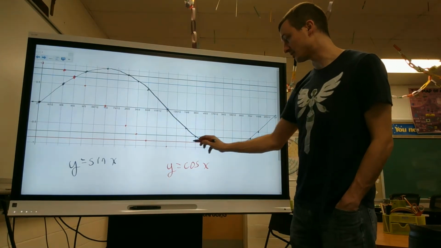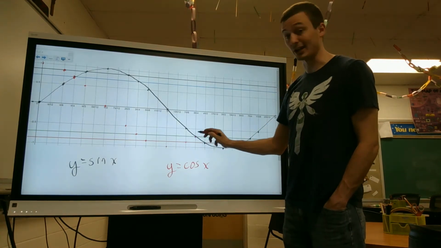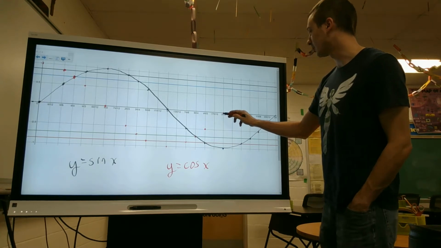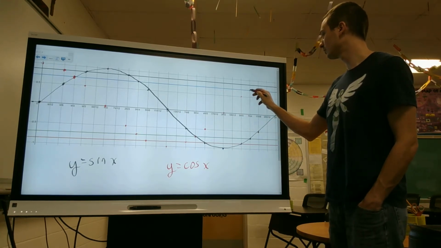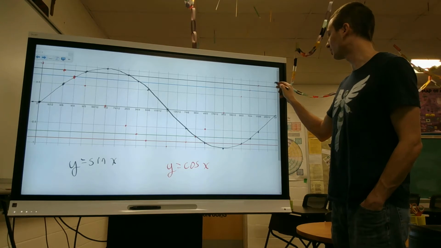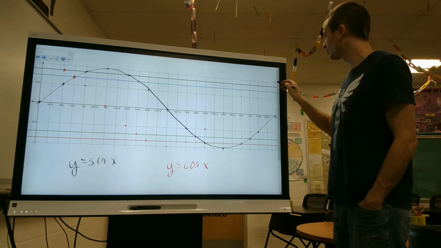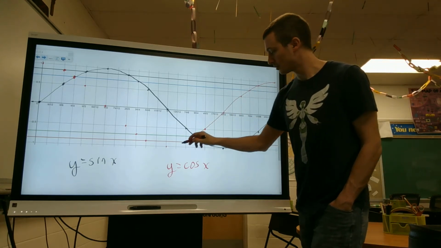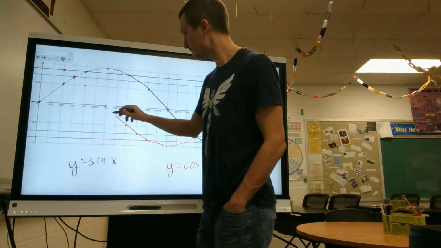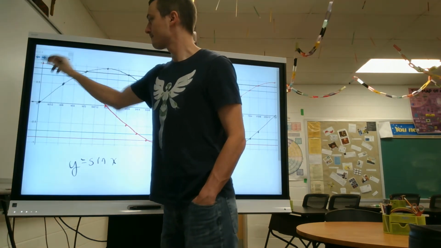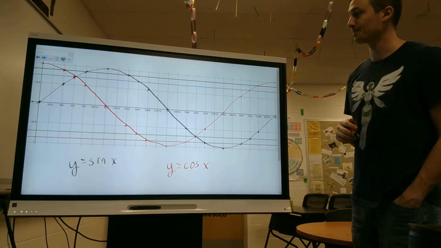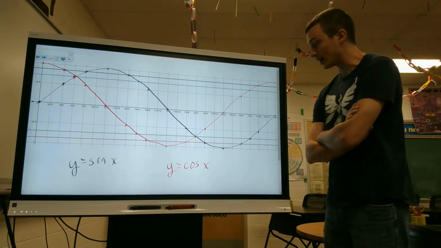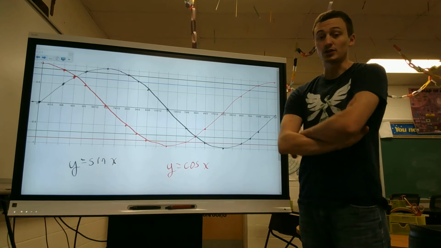This pattern just repeats. So we have this point, they intersect again in quadrant 3. And then in quadrant 4, we have those points. So, let's see if I can do this one as nicely. Cool. So the black curve is the sine function and the red curve is the cosine function, the parent functions.